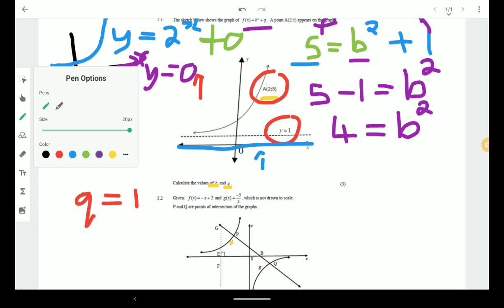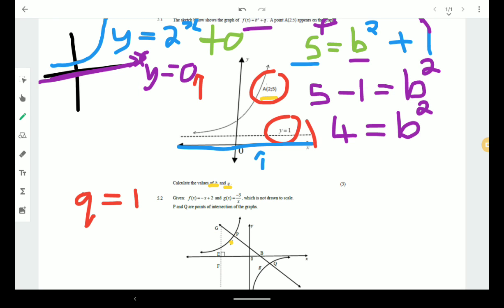And then we take the square root of both sides. If we take the square root of both sides, we will find the answer for b. The b value should be plus or minus 2. We know that if b is negative, the graph should be on the left hand side. If b is negative 2, it should be on the left hand side.